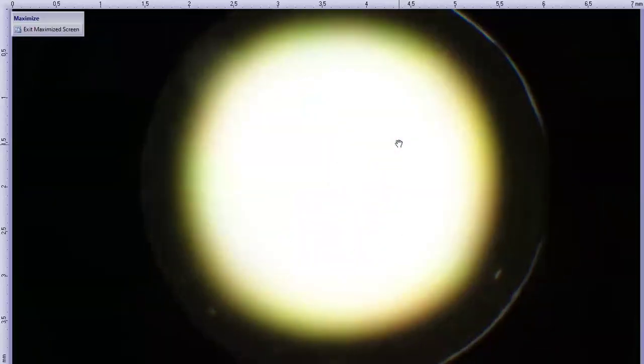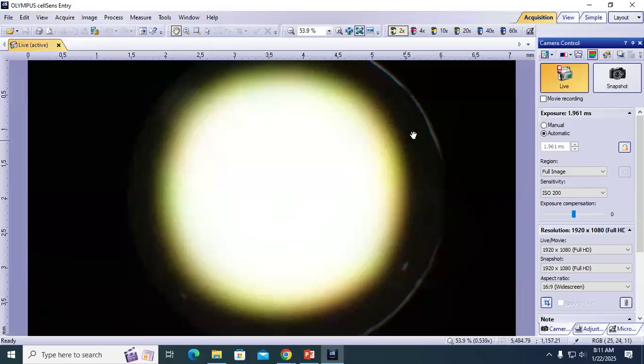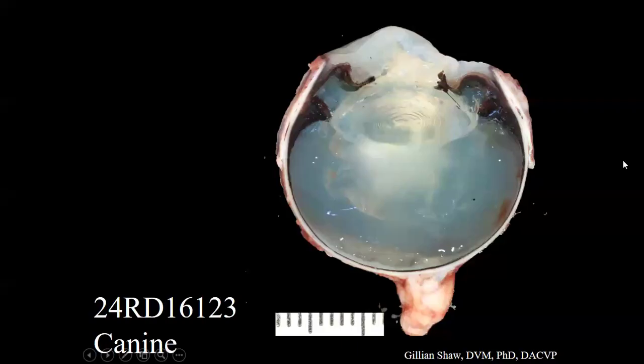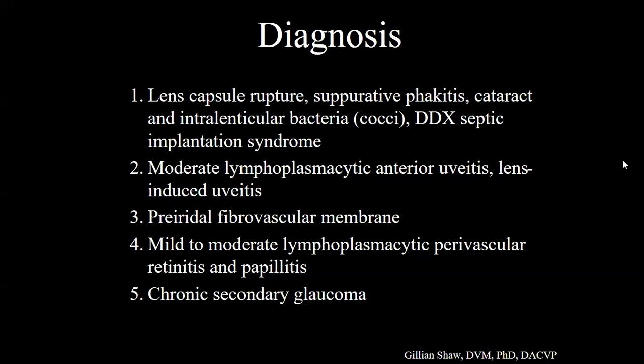So this was an interesting case of septic implantation syndrome simply because of the number of organisms that we saw inside the lens and also because of how little inflammation there actually was involved in this eye. It was just very surprisingly contained. I think if this had gone a little bit longer, that leakage of bacteria, probably in degenerate lens fibers, into the anterior chamber would have led to a much more significant inflammatory response, and the eye would have been much more bad off looking clinically than it was.